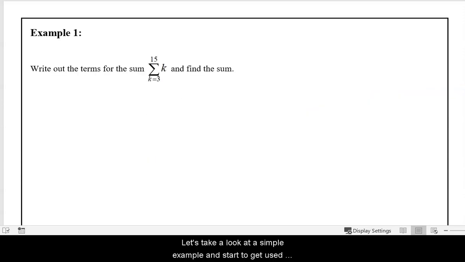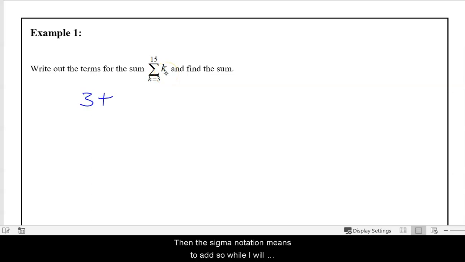Let's take a look at a simple example and start to get used to the sigma notation. You will be using sigma notation extensively in Calculus 2. On this particular problem, the lower limit of summation is 3. The index of summation is k. So first I'm going to start when k equals 3, and I'm going to plug that value in here. So first k is 3.